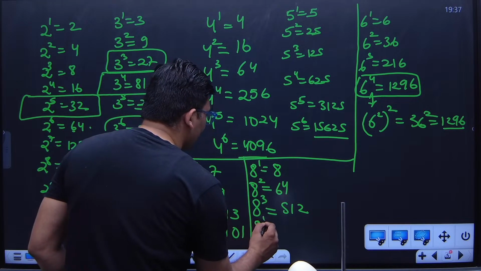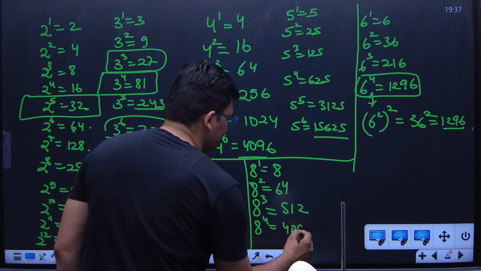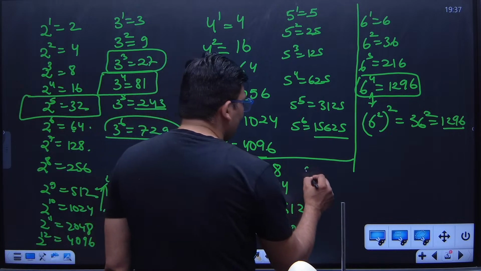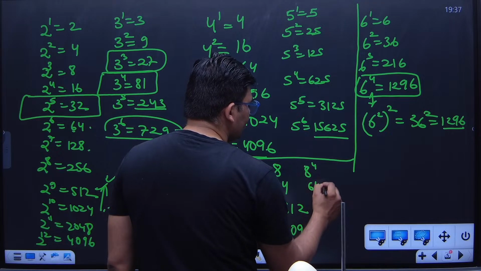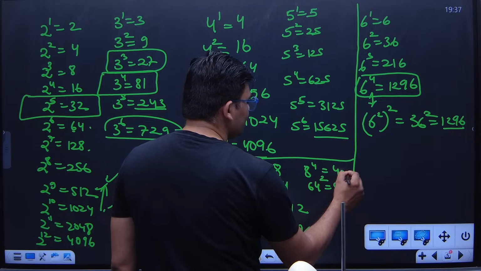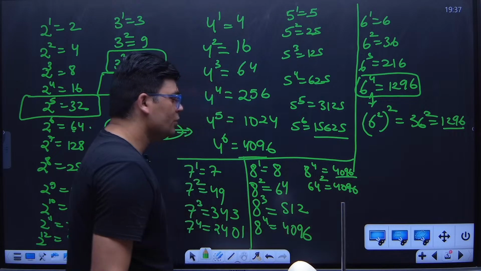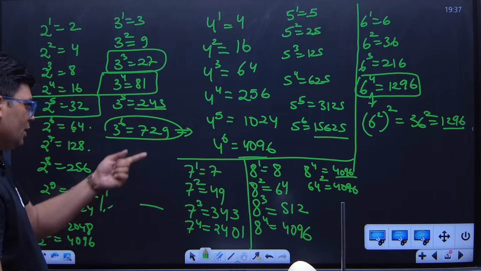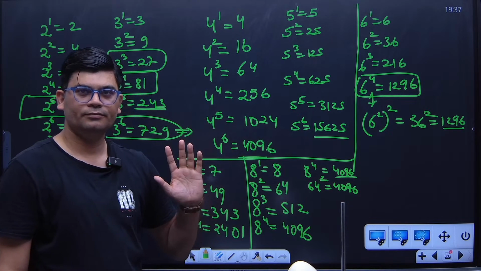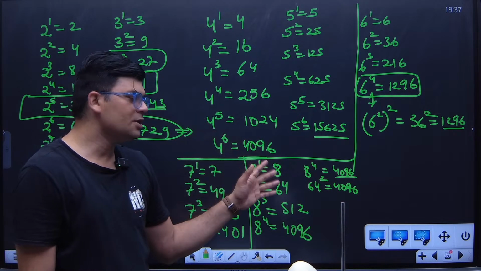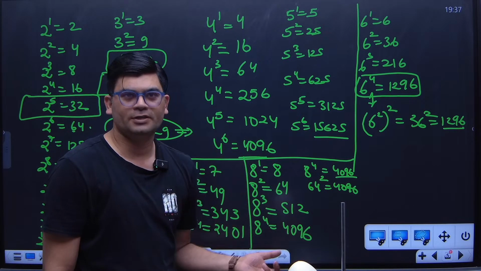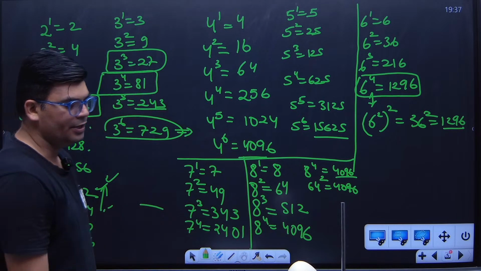Again, 8 raised to the power 4 is as good as 4096. Now here is one catch. 8 raised to the power 4 can also be written as 64 square. So you must remember two values together. Sometimes you may see 4096 in your life. So it is equal to 2 raised to the power 12. It is equal to 8 raised to the power 4. It is equal to 64 square. This is the power of exponent. You can take the same number in many ways. Yes, sir. As per our need.